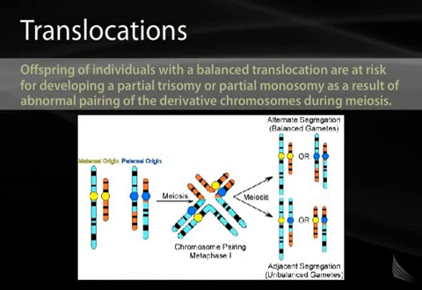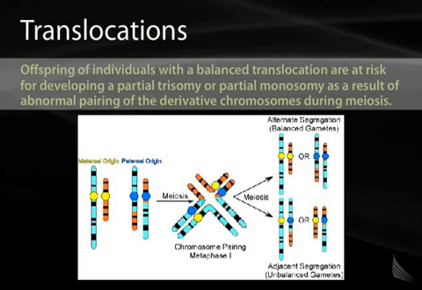Now, offspring of individuals with a balanced translocation are at risk for developing a partial trisomy or partial monosomy as a result of abnormal pairing of the derivative chromosomes during meiosis. What does this mean? So if you look here, what we have is that reciprocal translocation that happened in two of the chromosomes. So when these homologous pairs go to line up during metaphase 1 of meiosis 1, remember they line up according to homologous DNA. They look for similar DNA.